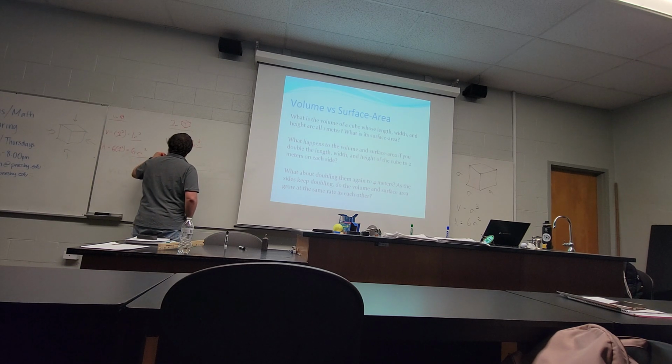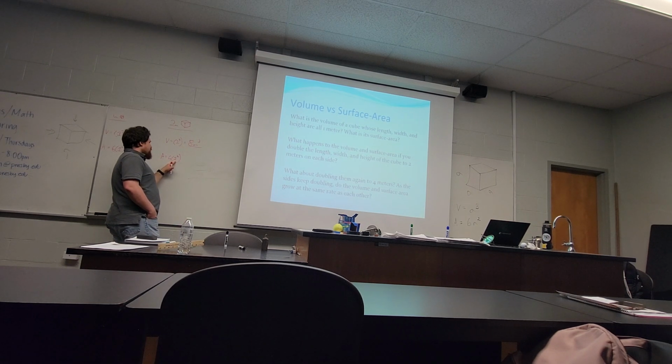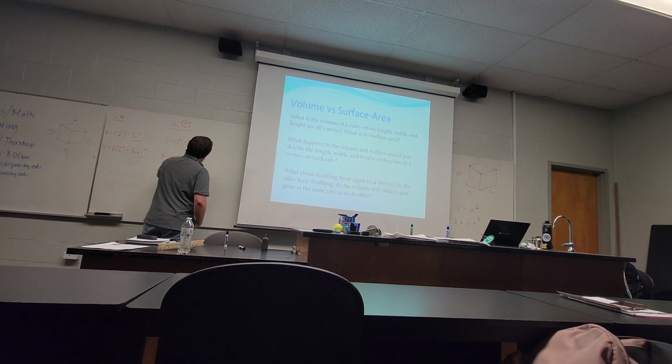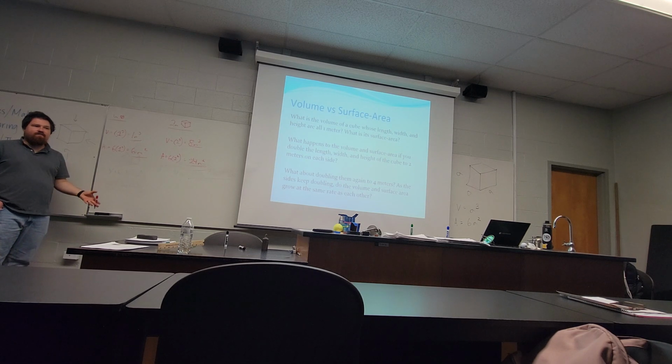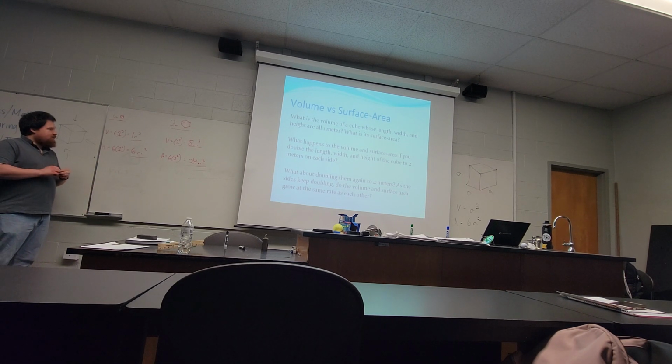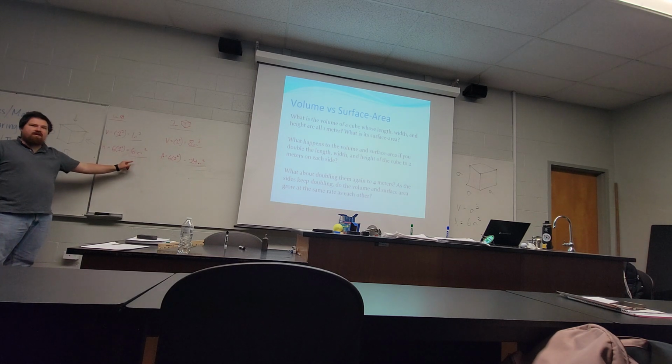Meanwhile, its surface area, 6 times 2 squared, 2 squared is 4, so 4 times 6 is 24. Now the cube is bigger, so both numbers grew. That makes sense, right? But did they grow at the same rate? We have made the cube twice as big in every direction. By what factor did its surface area increase? It went from 6 to 24. What is that times? 4.